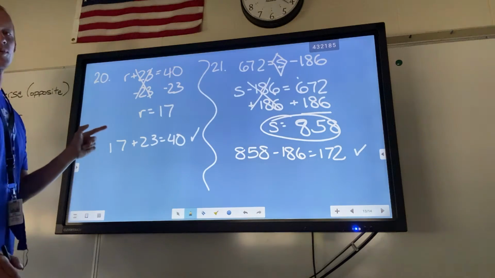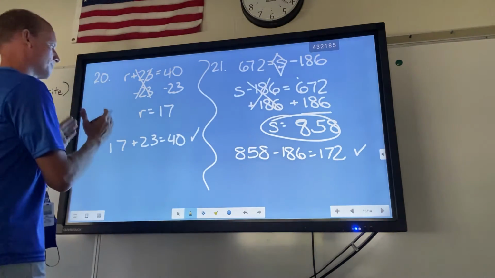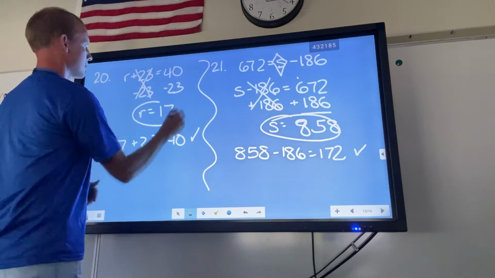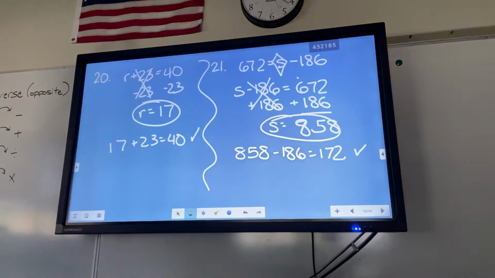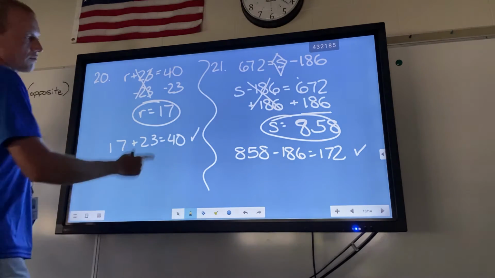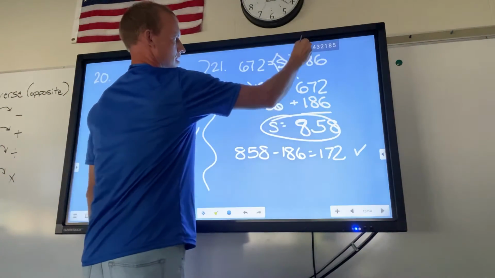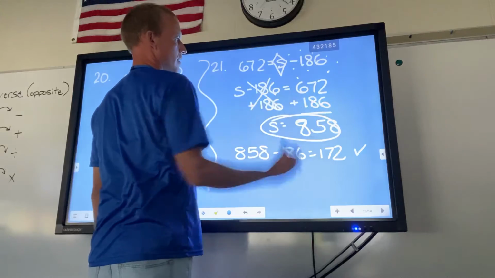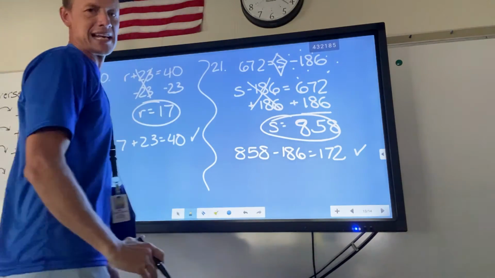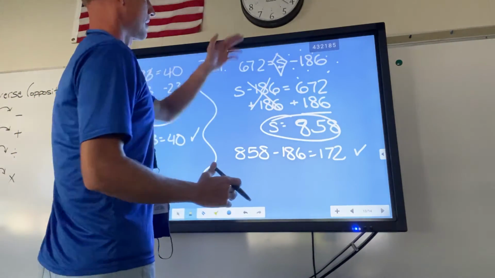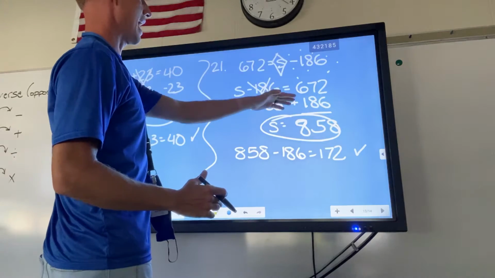Instead of adding 23, we're going to do the inverse, which is going to be to subtract 23 to both sides. We get an answer of 17. Check step is there. Okay. Number 21, the diamond, the variable is s, minus 186. That's the sand. Okay. So instead of subtracting 186, we're going to add 186.